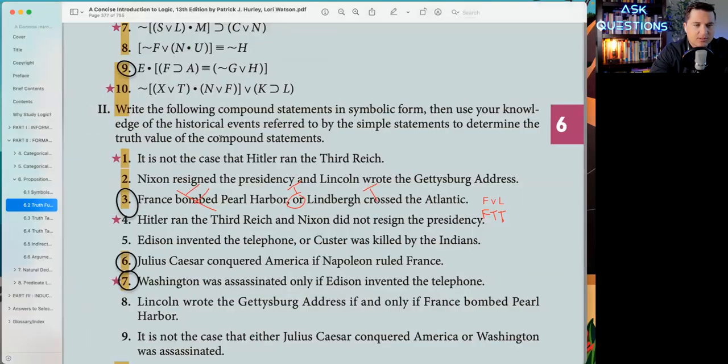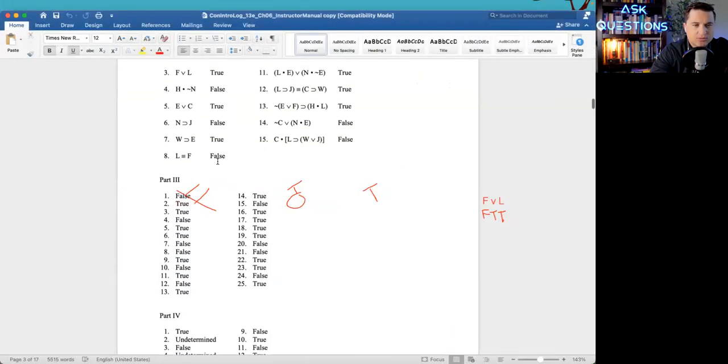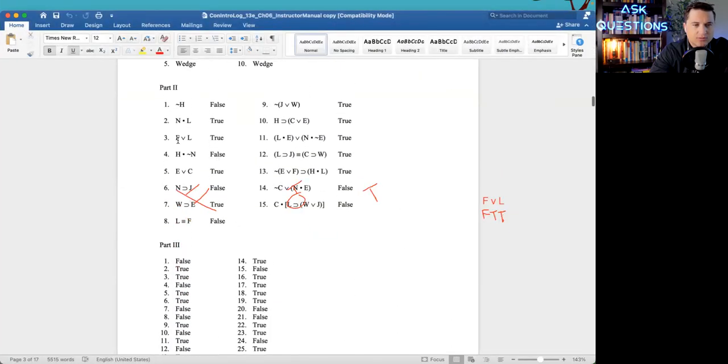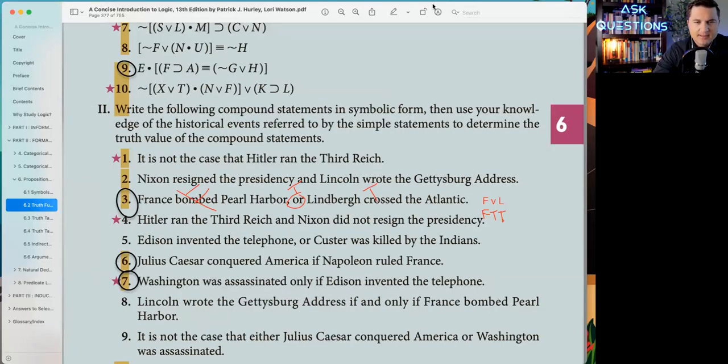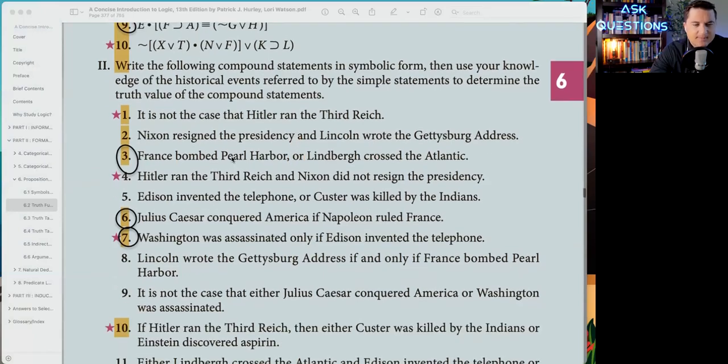Okay, so this is part 2. Yeah, F or L, true, because Lindbergh did cross the Atlantic. Think about this, you're the first person. No one has gone that far, or maybe they've gone that far on land, but you're going over the ocean. If you run out of fuel, you might not make it. Okay. Where's my clear all drawings? I don't think you guys can see that, but so be it.